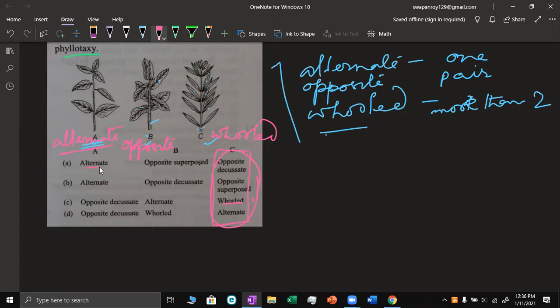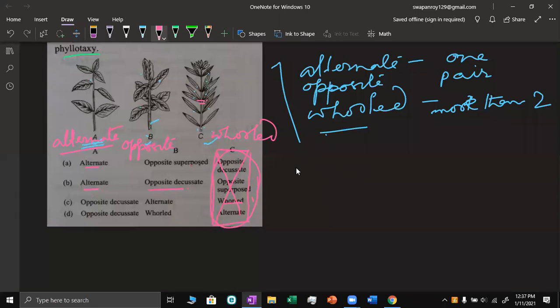Alternate 1, 2 is giving alternate. So here is opposite, superposed opposite, decussate. This is opposite decussate, but this one is not opposite. This is more than one leaf on the node. So this is whorl type. So in this portion, that wrong option has been written.